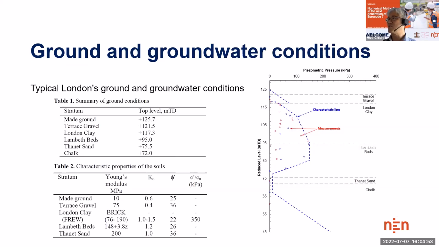Ground and groundwater conditions, typically in central London: a few meters of made ground over terrace gravel, and beneath that London clay, followed by Lambeth beds, Thanet sand, and chalk. I'm not going to go into the details of the properties, and there is a typical underdrained groundwater profile in central London.